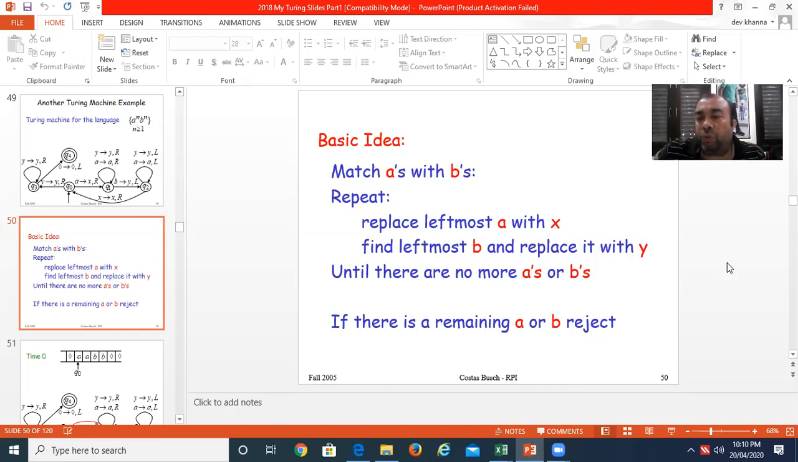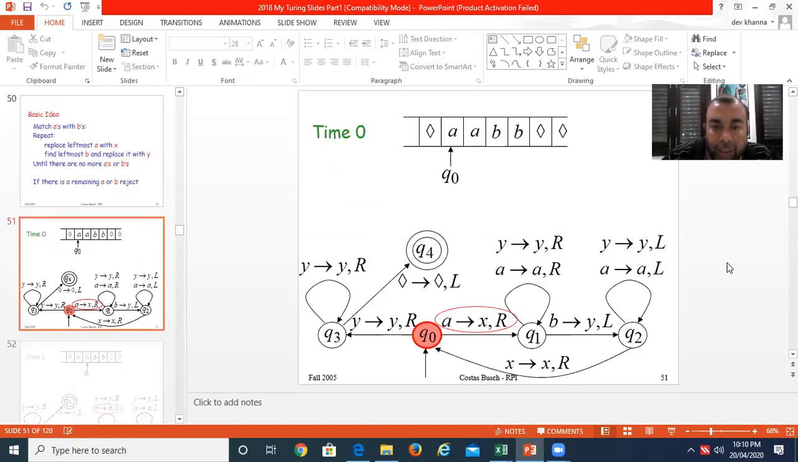4 a's followed by 4 b's. Okay, I think the example is given on this slide. So what we are generally doing, let us take this example. I am repeating again: replace the leftmost a with x and the leftmost b with y. And finally, we will meet equal number of x's and equal number of y's. So let us see how it is going.